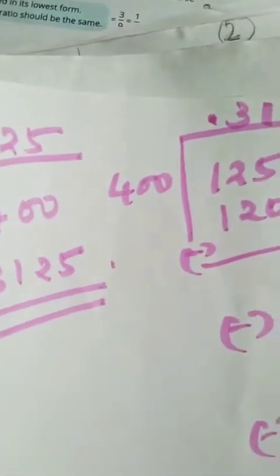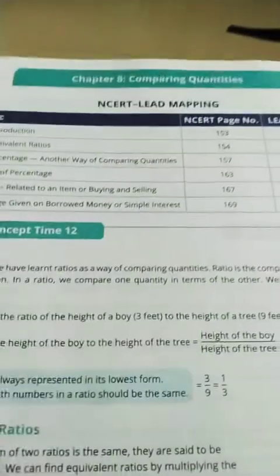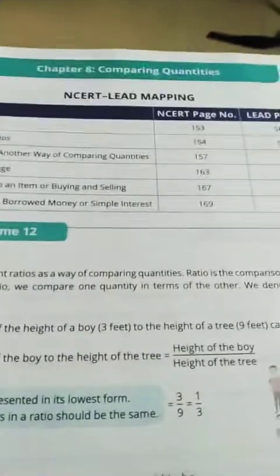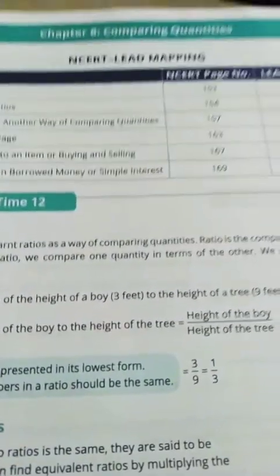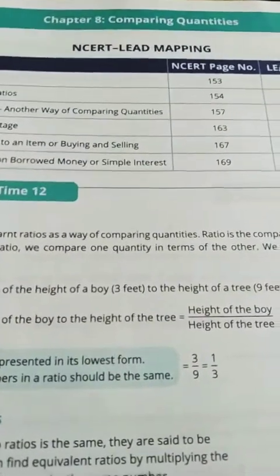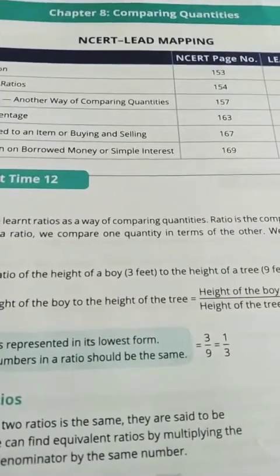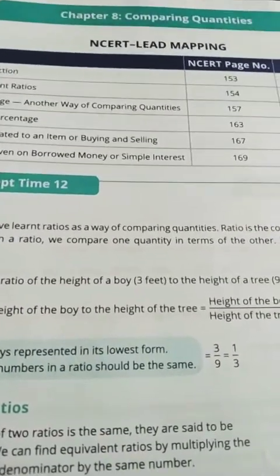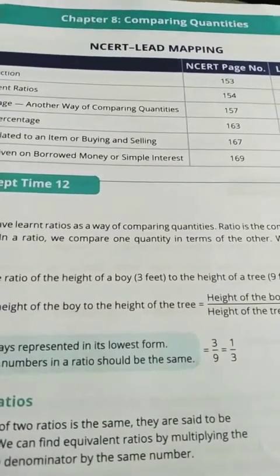Practice question 4. In the next class, we'll see the next chapter, number 8 in your NCERT textbook, which is comparing quantities, that is ratios. We'll see ratios and percentages in the next video. Okay, go through this video. If you have any doubt in the questions given, please report to me. You can chat on the personal number.